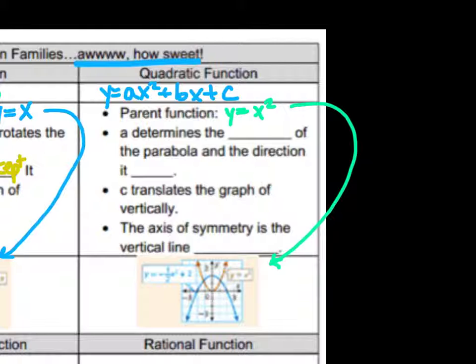The a determines the width of our parabola, and it also determines the direction it opens, whether it's opening up or down. If it's opening up, that a is positive. If it's opening down, that a is negative. The c translates the graph vertically, so it tells us our y-intercept. And the axis of symmetry is the vertical line that dictates where everything becomes reflected.